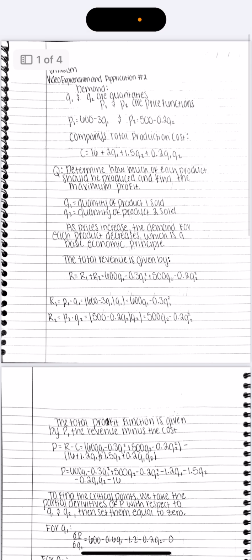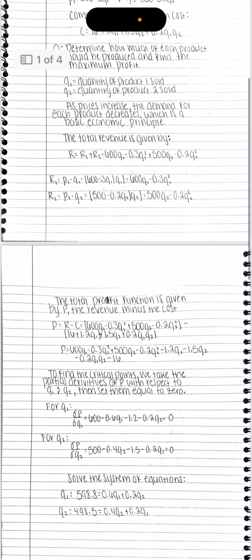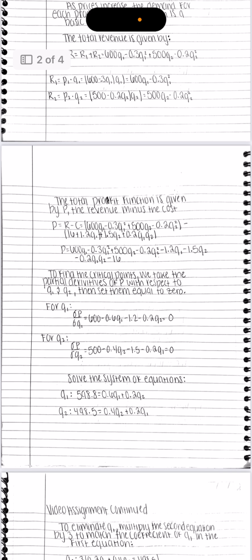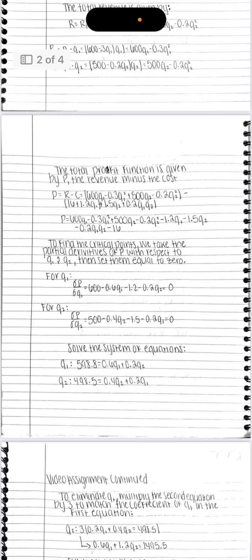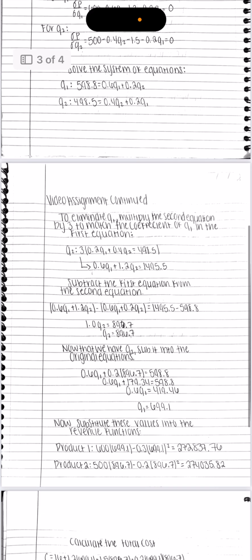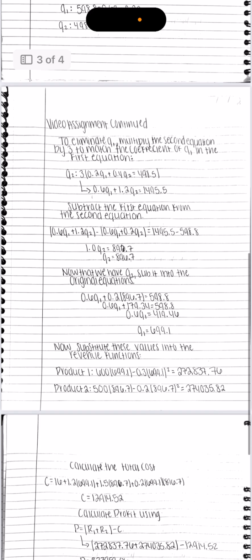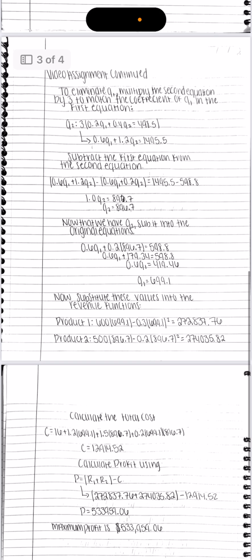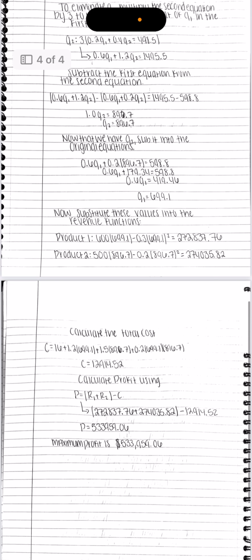Then again, that pretty much sums it up. It's pretty straightforward. You find the quantities, you find the revenue function, you find the profit function. You find the critical points. You solve the system of equations. After solving this system of equations, all that you do is substitute it back into original equations that you found, and then it's just a bunch of algebra to find the maximum profit.